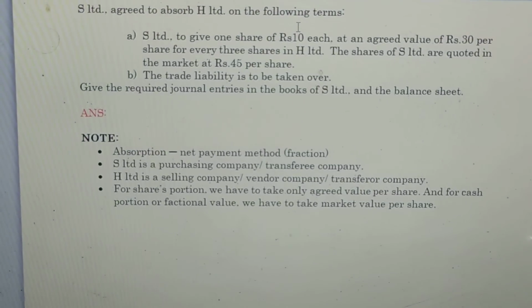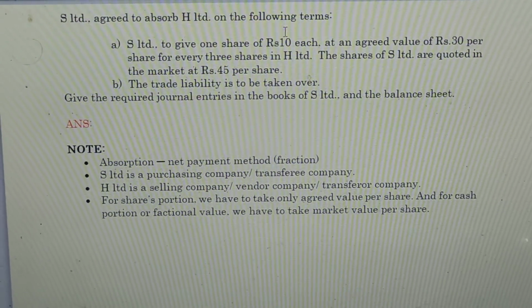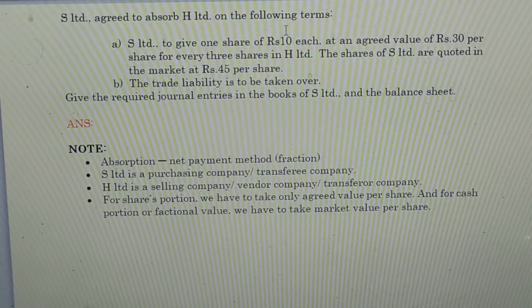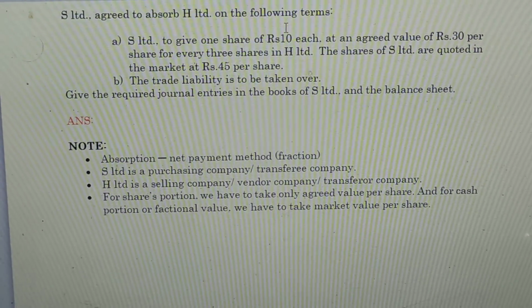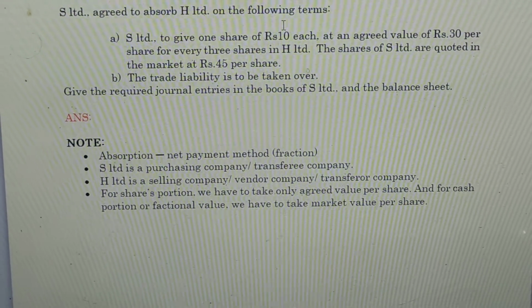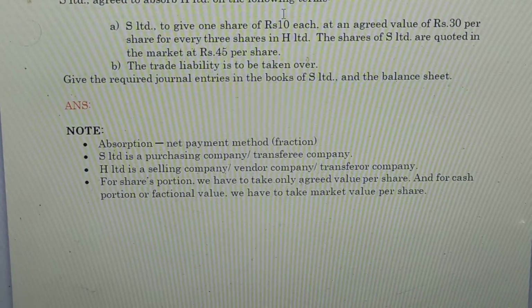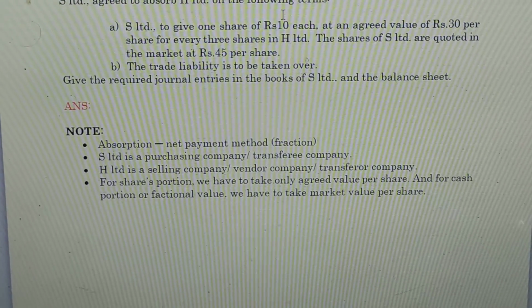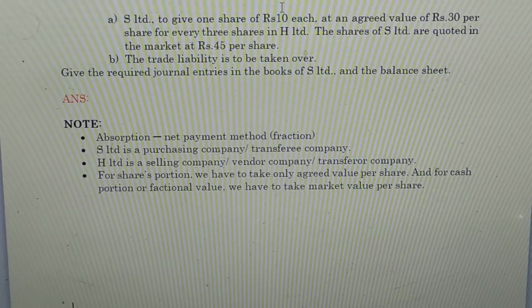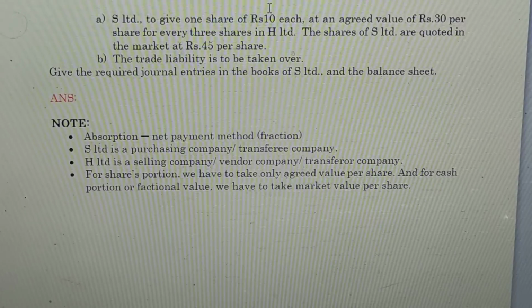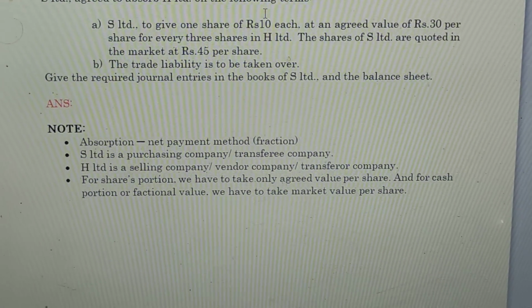So based on this information, we are going to prepare the purchase consideration, the journal entries of the purchasing company, and the balance sheet under the absorption method. Before preparing these accounts, we should know some notes. The first one is that it is the absorption method and the net payment method in fraction. It means if there is any fractional payment, how do we calculate it?